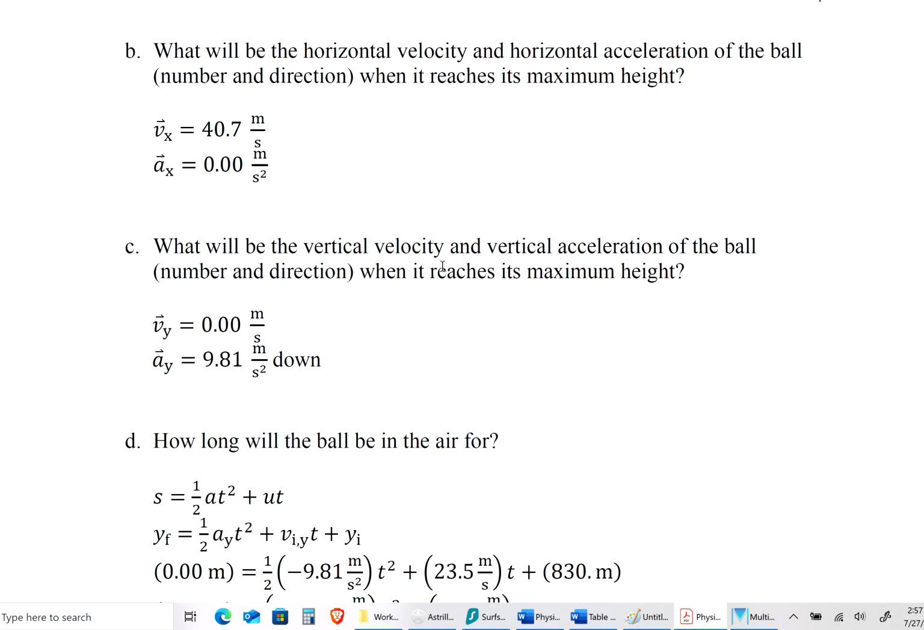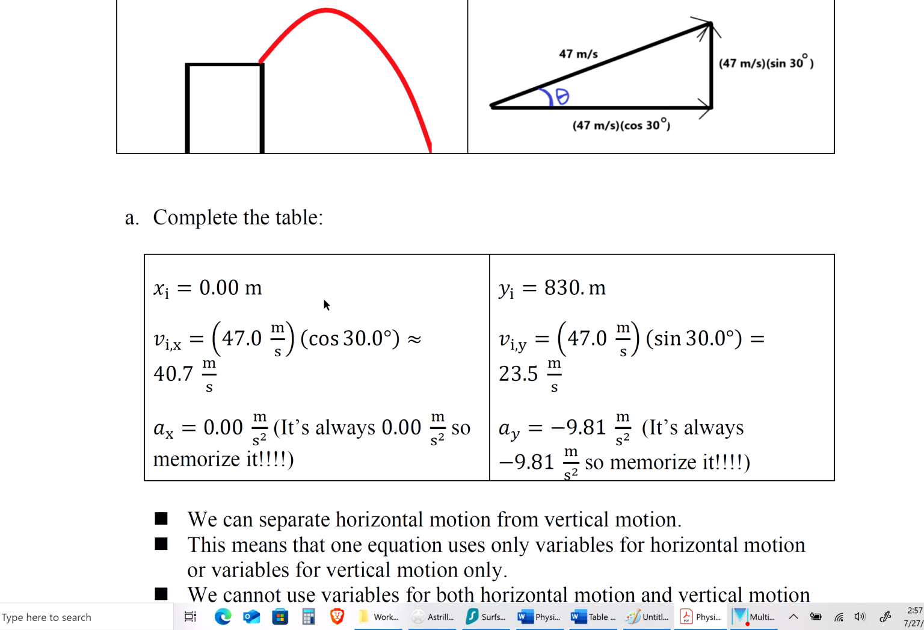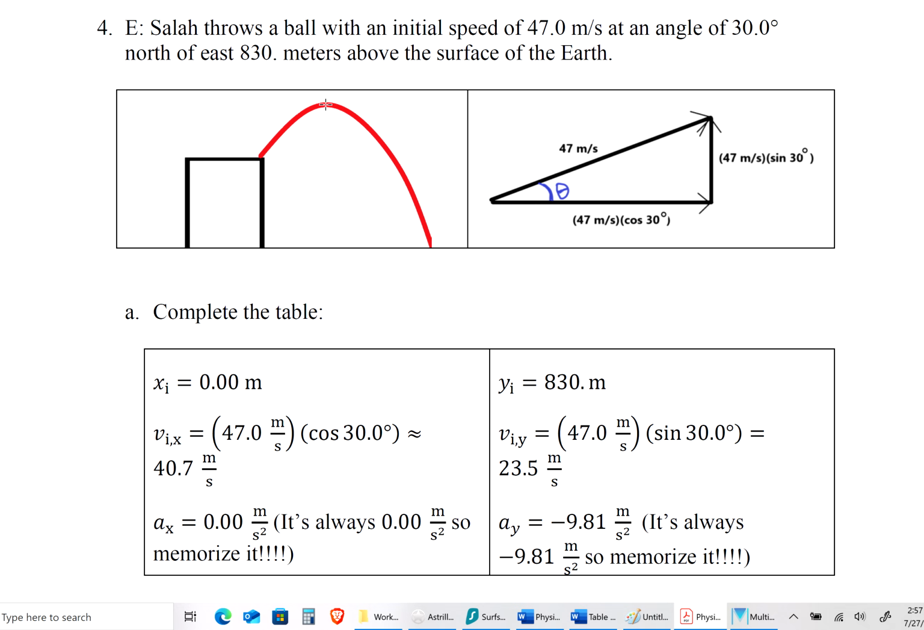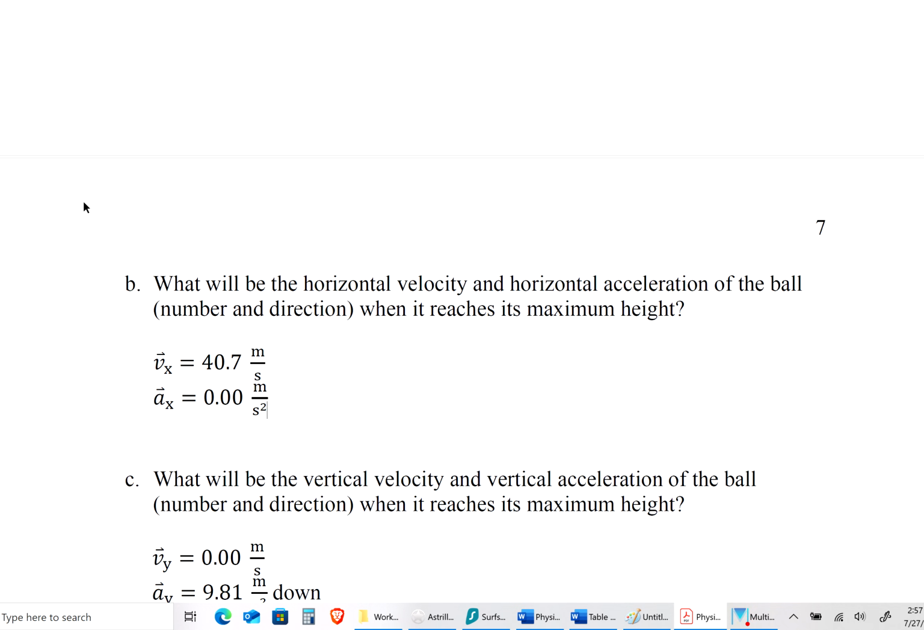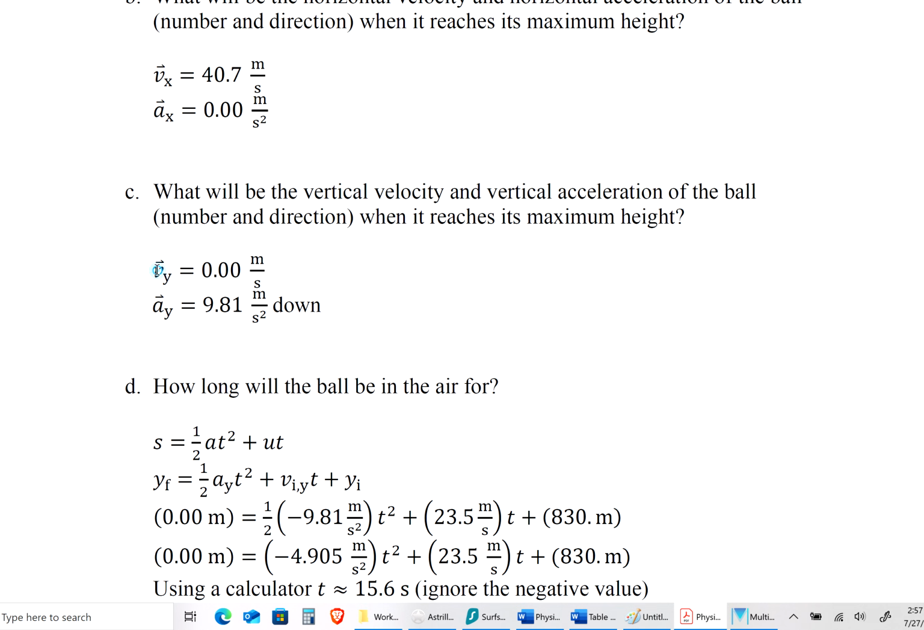Part C, what would be the vertical velocity and vertical acceleration of the ball when it reaches its maximum height? At the maximum height, the velocity in the y direction is 0 because it's not going up or down. And the earth is always pulling it down, pulling it down. So the acceleration on the y-axis is 9.81 down. So this is the solution for part C.